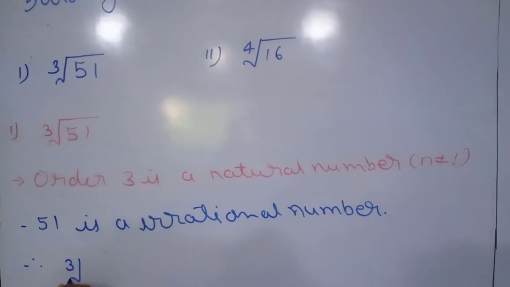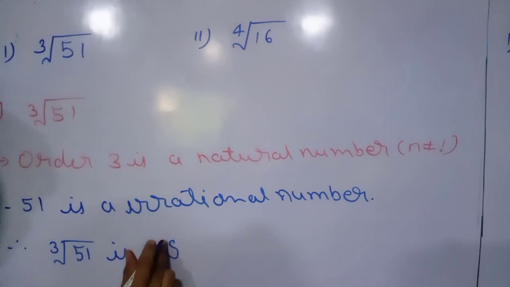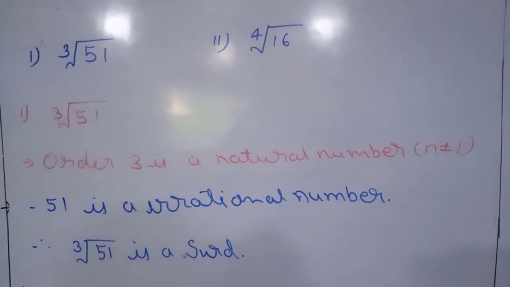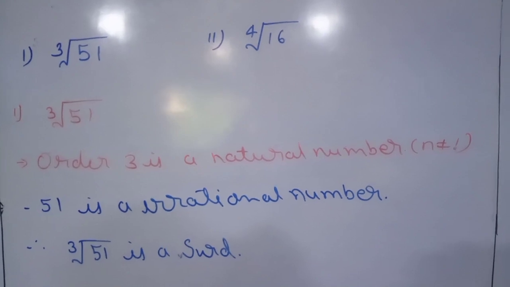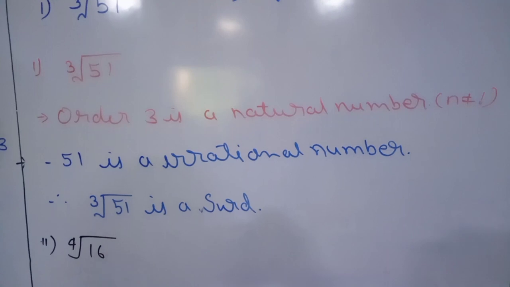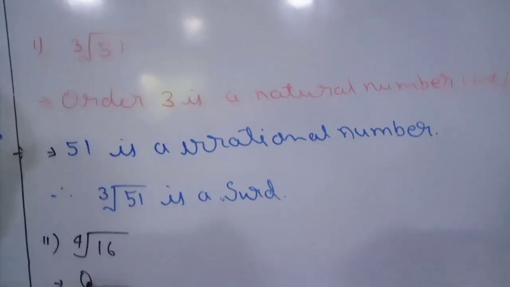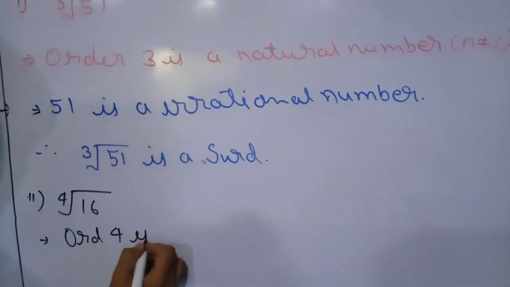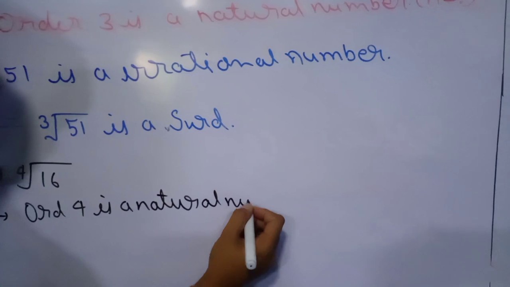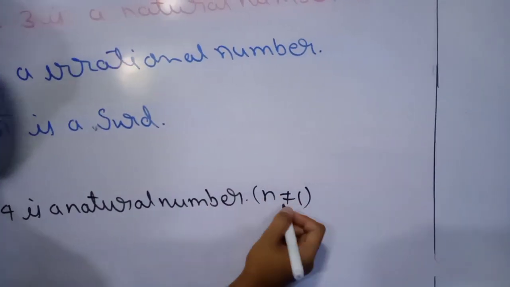Therefore 3 root 51 is a surd. Yes, we can say. Now the second sum, order 4 under root 16. First one: order 4 is a natural number. Yes, and n is not equal to 1 also.